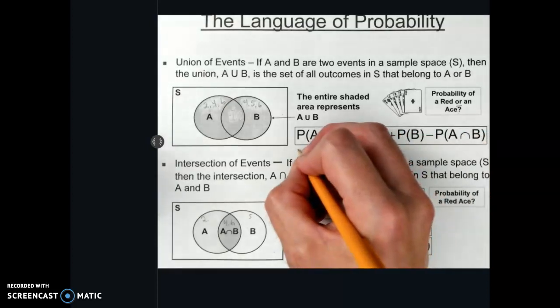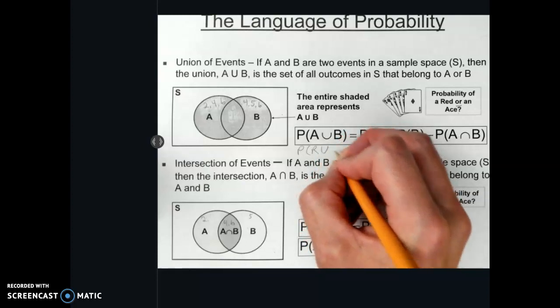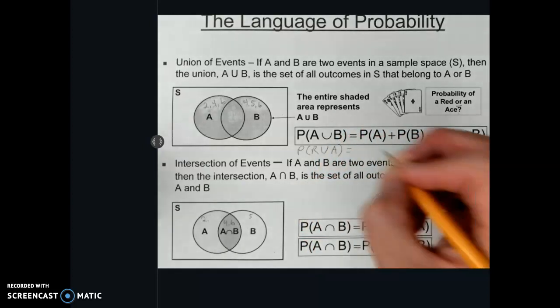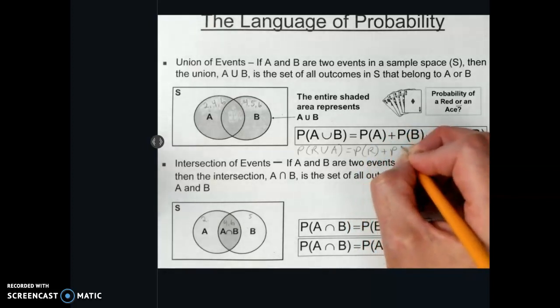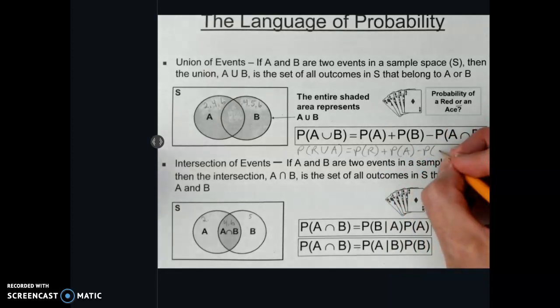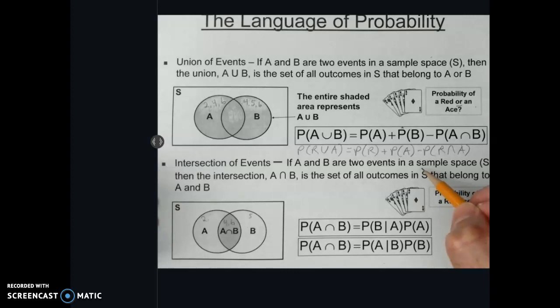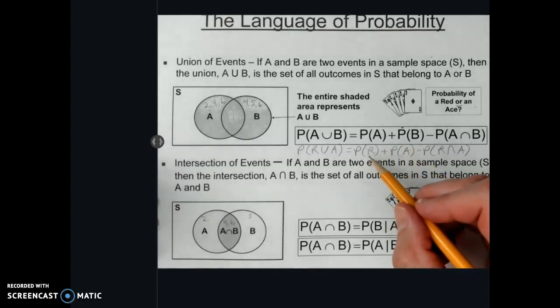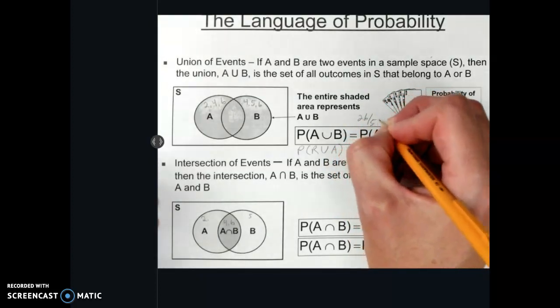So let's rewrite it as the probability of getting a red union ace is equal to the probability of getting a red plus the probability of getting an ace minus the probability of getting a red intersecting an ace. Now let's put some numbers on these. The probability of getting a red in a standard deck of cards is half the deck. Since there's 52 cards, we could say that's 26 over 52.